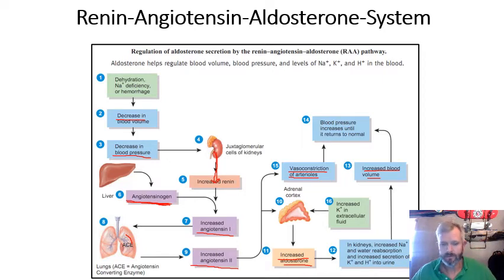Remember though that aldosterone is going to cause increased secretion of both potassium and, we haven't talked about it, proton secretion. So we'll see the effects of this in a bit when we see lower or higher levels of aldosterone. But this is where it begins from, the juxtaglomerular cells of the kidneys.